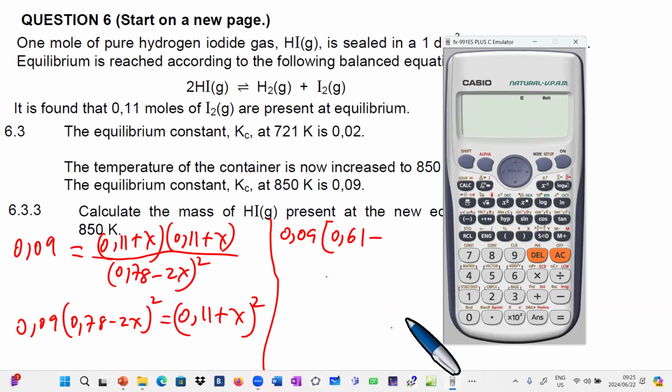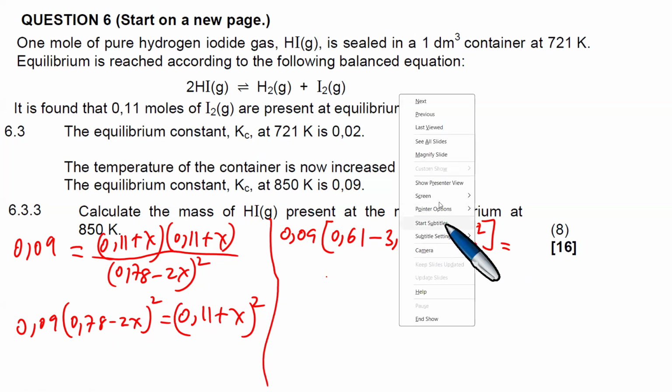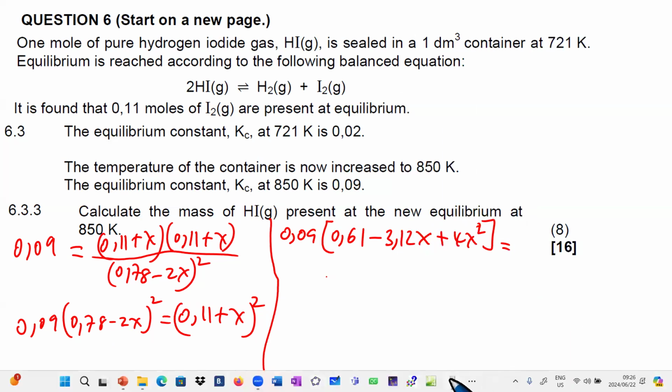Okay, this exam was June. So it's 0.78 times minus 2 times 2, which is 3.12. So it's negative 3.12x. Plus, then you square this one, which is going to be plus 4x squared, is equal to, okay, we need to square this guy also. Let's launch the calculator again. I'm going to finish this quickly.